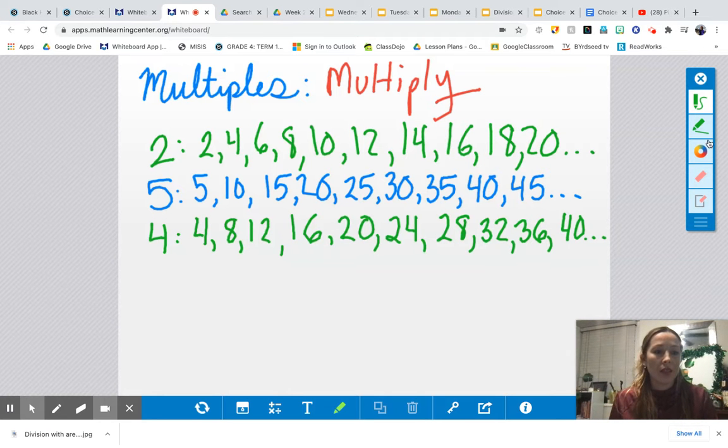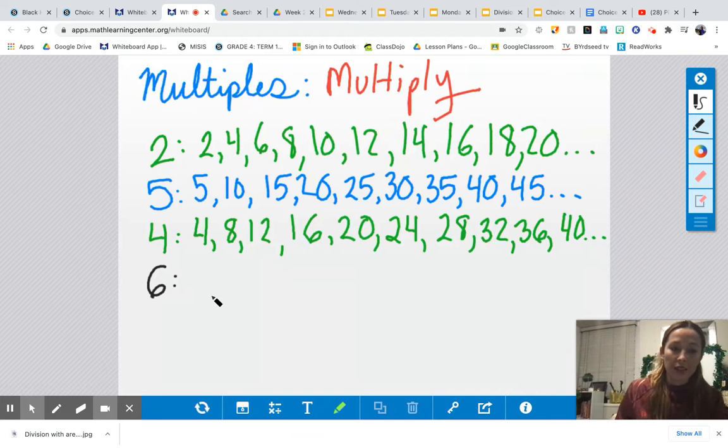So give this a try, and why don't you try to find, let's say, some multiples of 6. Try it on your own, pause the video, and then let's check together.